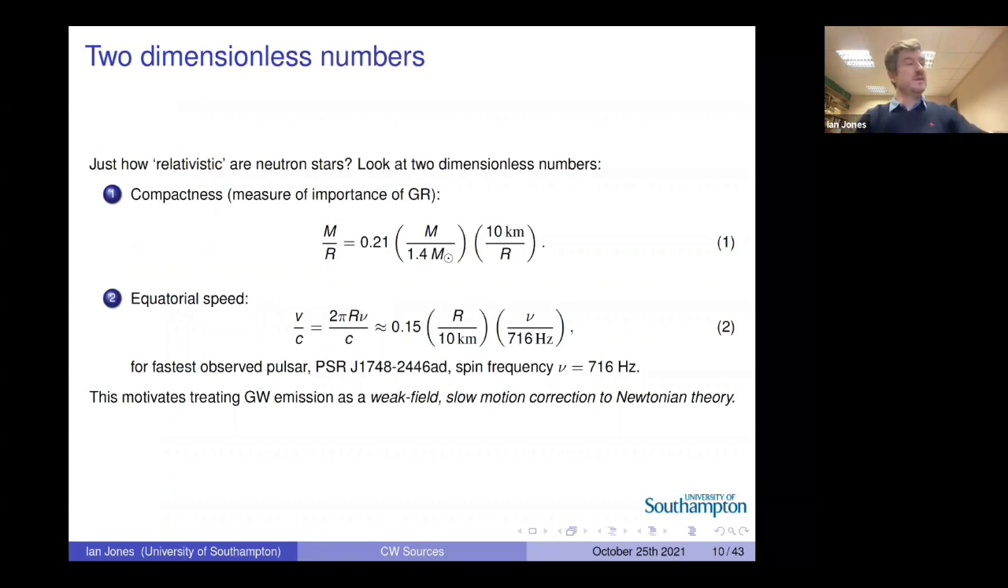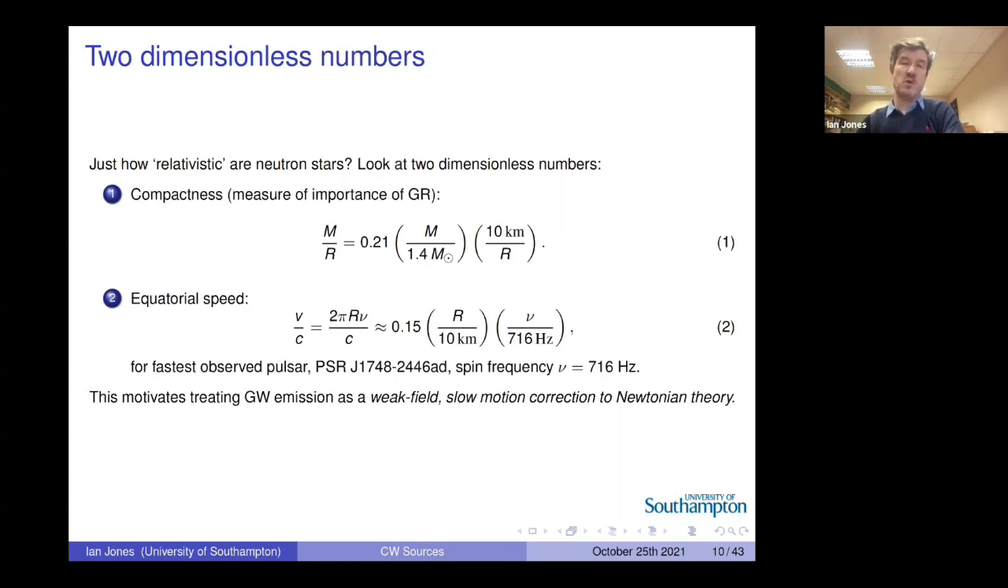So before going further, we can think about two important dimensionless numbers for neutron stars that measure just how relativistic they are. The first is the compactness. You're surely familiar with that. It's basically the ratio of mass to radius, and if you put in the appropriate factors of G and c, it would be dimensionless. In fact, it's one of the exercises at the end for you to do this.